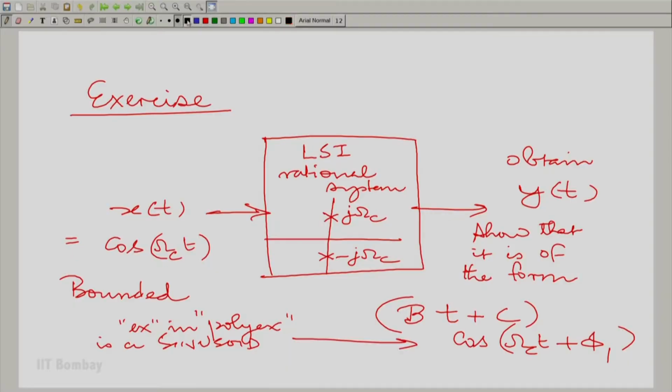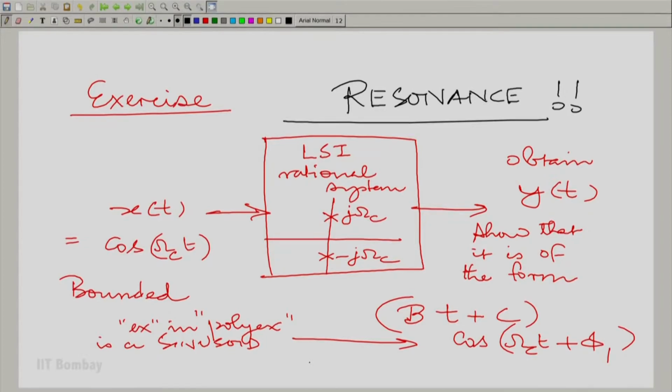So, you have a bounded input, a sinusoid, and because the frequency of the sinusoid which you have input and the frequency of the sinusoid present in the impulse response are the same, you get an unbounded output. This is called resonance. So, resonance is what makes these systems with poles on the imaginary axis unstable.